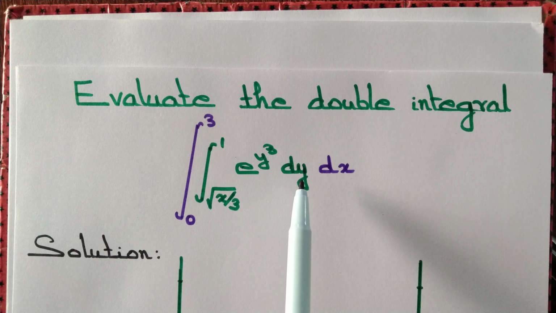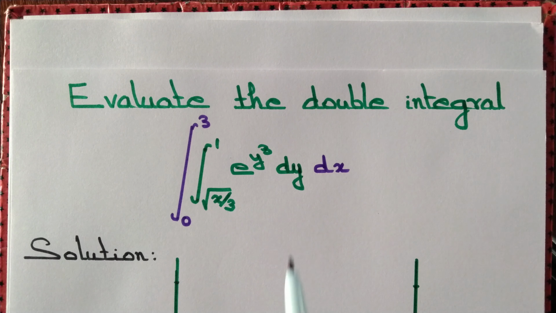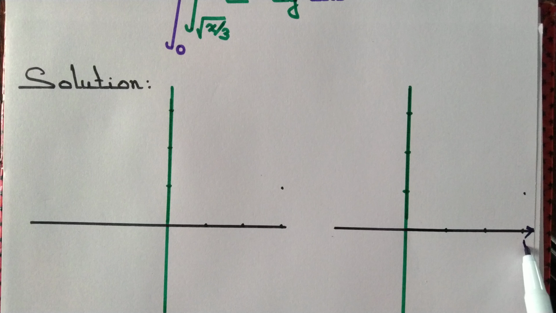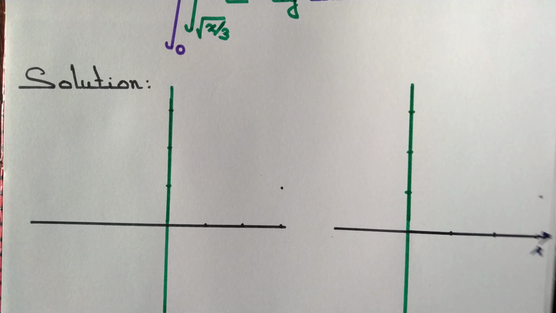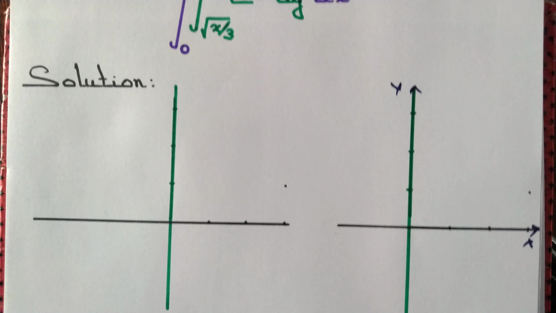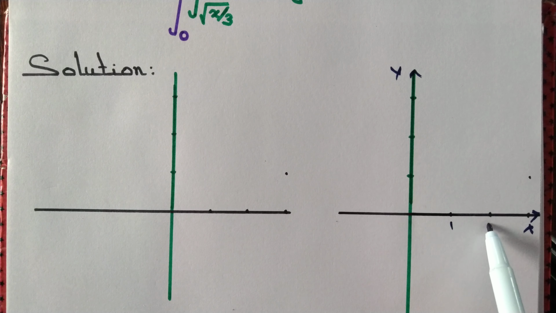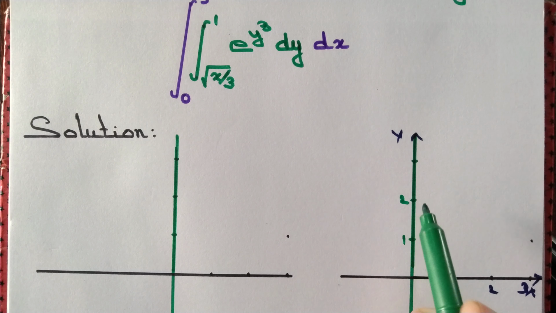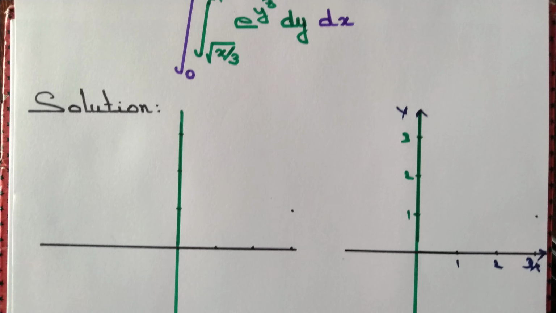In other words, we will evaluate with respect to x first and then with respect to y. In order to do so, let us draw the x-axis and y-axis, or let us set the area. Let this be the x-axis and let this be the y-axis. Let this be 1, 2, 3, and those be 1, 2, 3 as well, corresponding to y equal to 1, 2, 3 and x equal to 1, 2, 3 and so on.